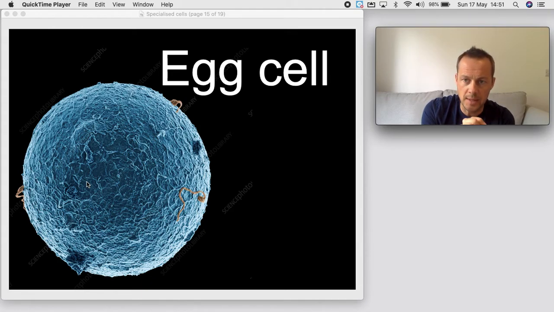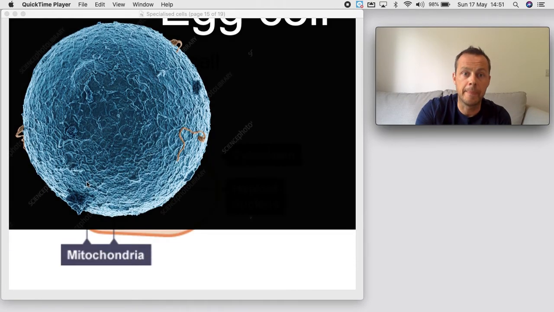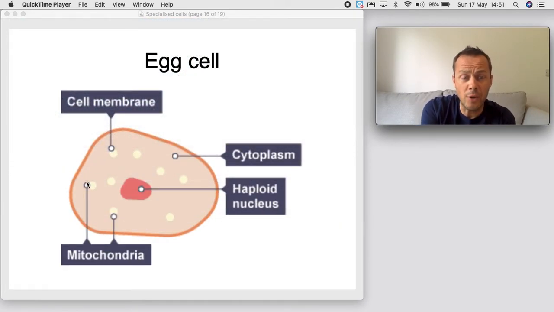Egg cells are significantly bigger than sperm cells. So you can see the sperm cells are the grey cells on the outside, and then the egg cell is the large blue cell, which has been stained to make it visible through the microscope. It wouldn't normally be that colour. Now, here's a diagram of one, and this actually does look a little bit more like our stereotypical animal cell.